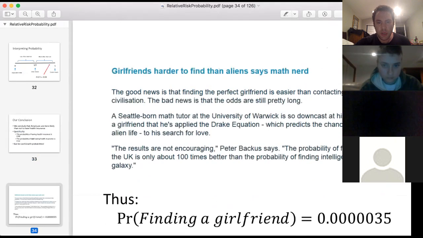So here we go. Basically, that was the gist of probabilities, but we want to be careful as well, because there was this one statistician, this math tutor, who tried to calculate his odds of finding a girlfriend, and he calculated it to be less than the probability of finding aliens, right?